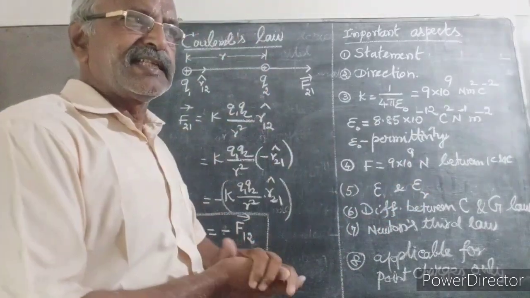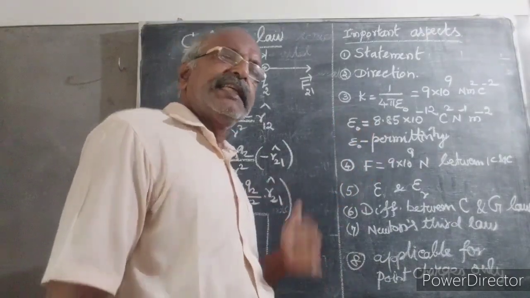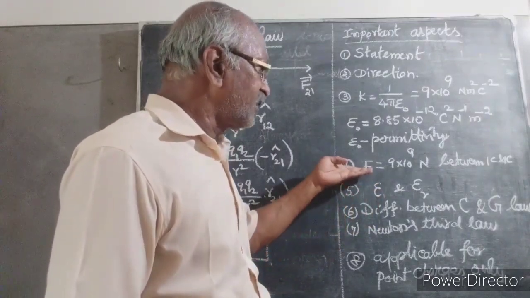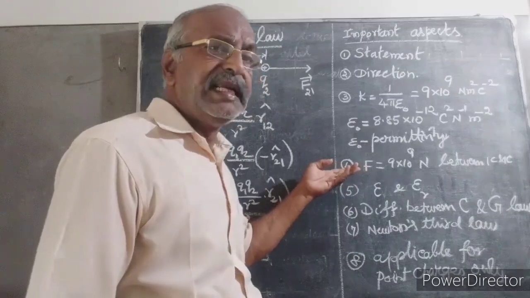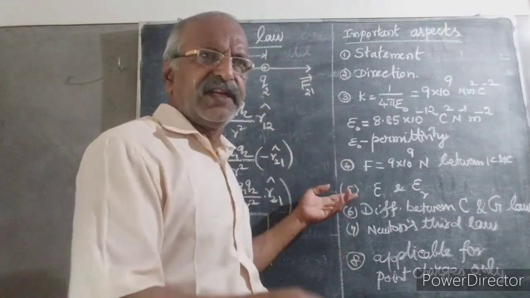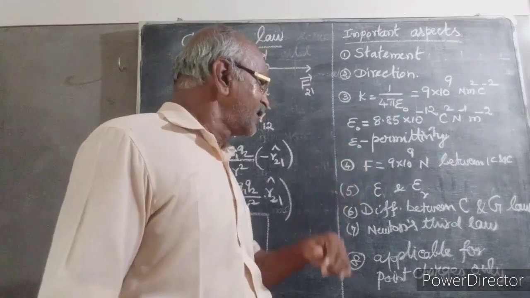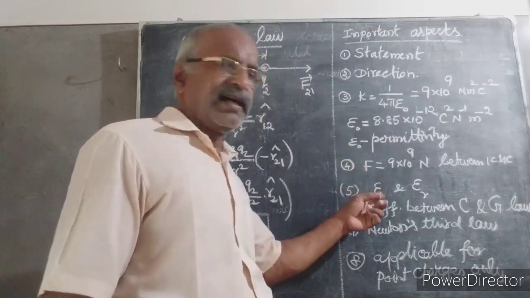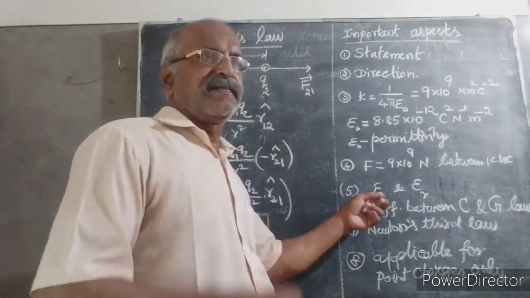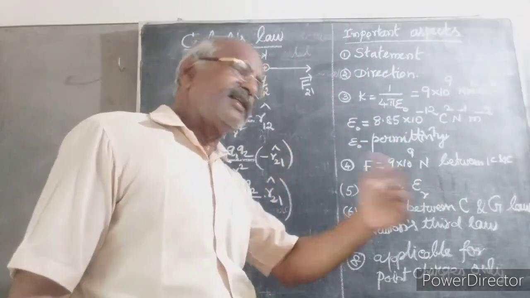Such huge charge cannot exist. So the charges are of the order of microcoulomb, nanocoulomb or picocoulomb. And this force is almost equal to the weight of 1 million ton. And if the charges are placed in any medium other than free space, I can write the equation by replacing epsilon naught by epsilon, where epsilon is the permittivity of the medium. As epsilon is greater than epsilon naught, the force between the charges when placed in a medium is less than when the charges are placed in free space.